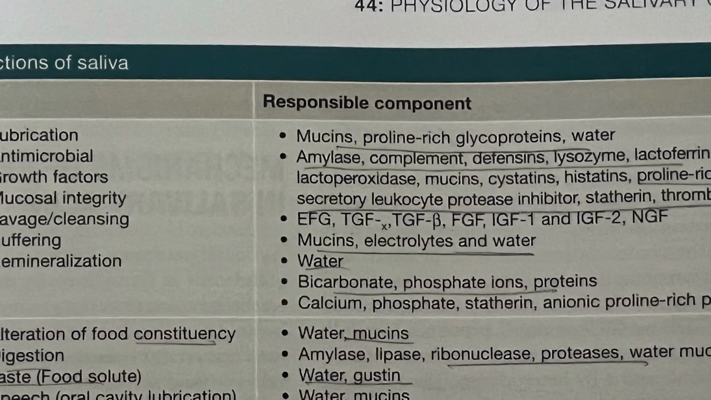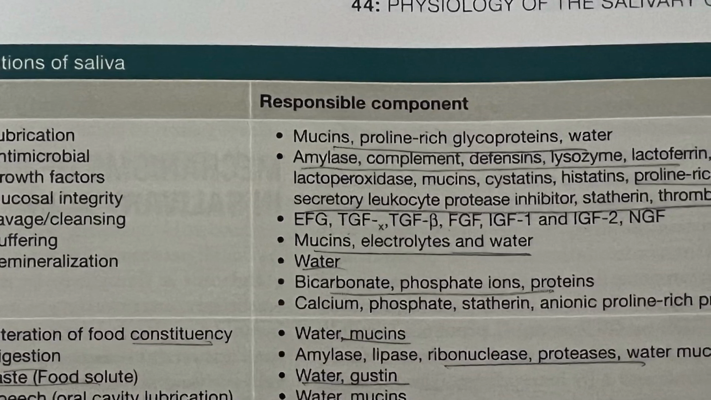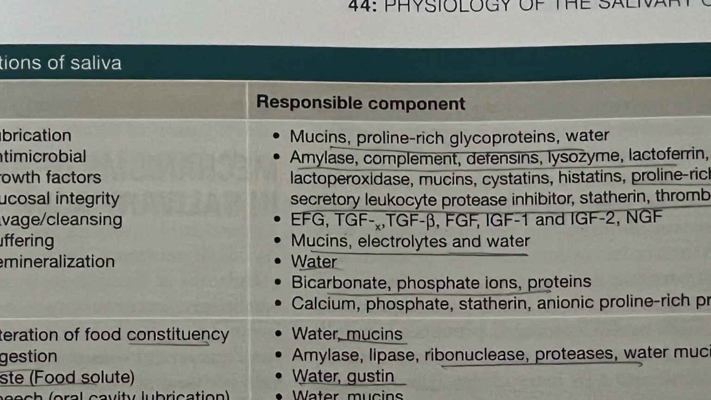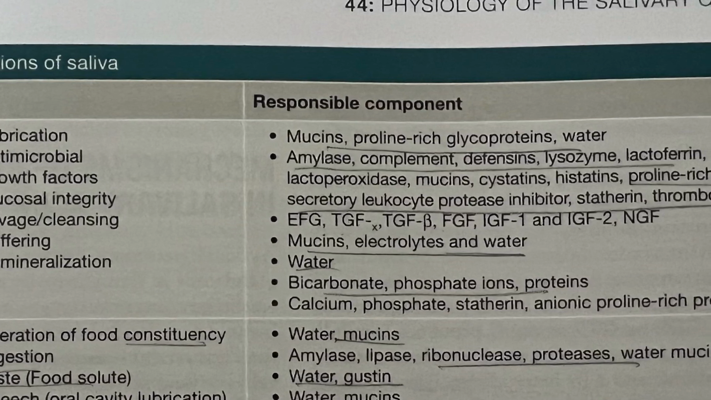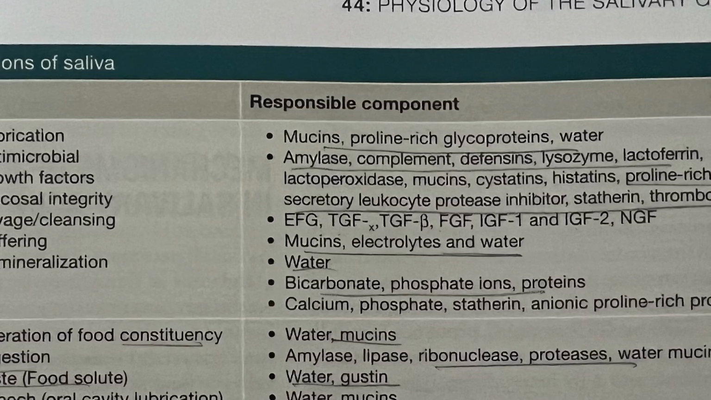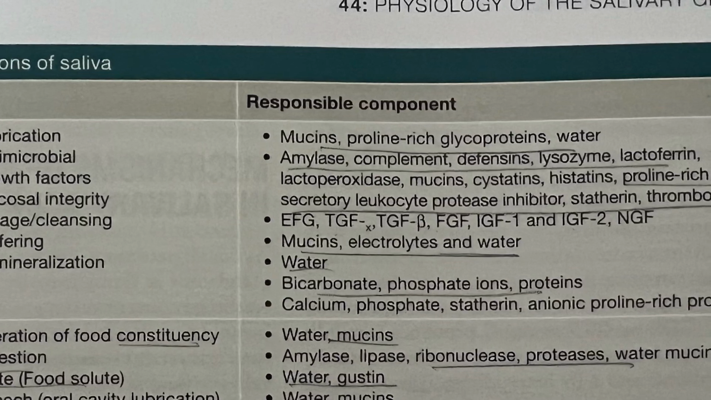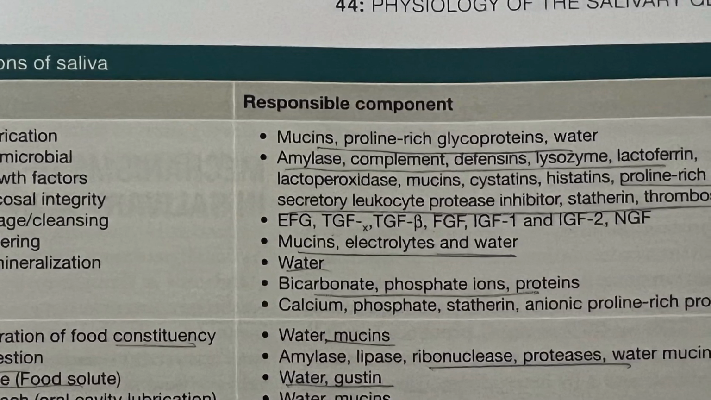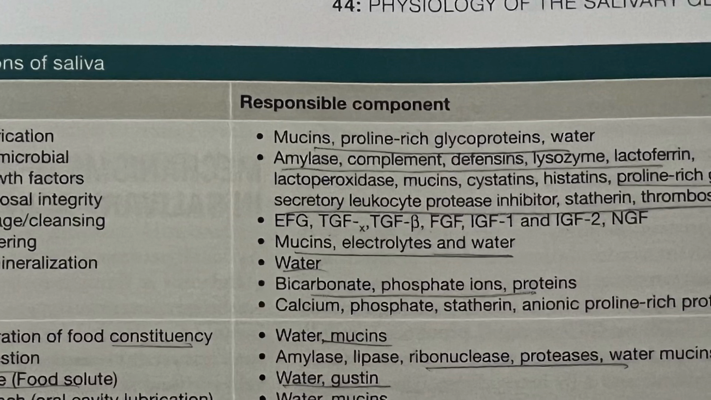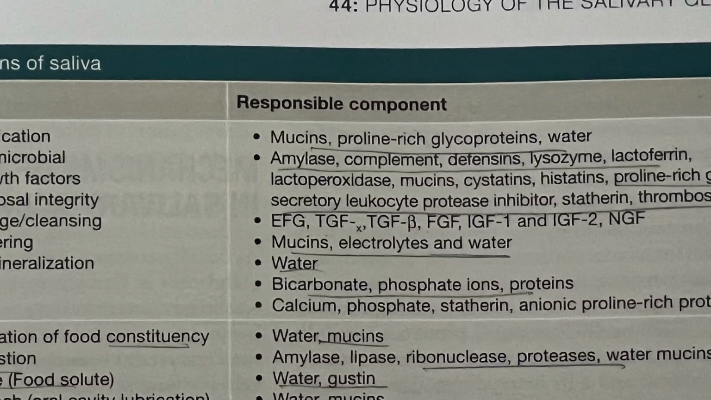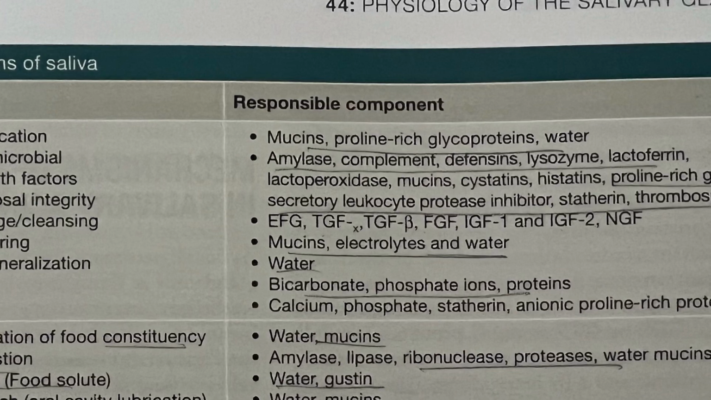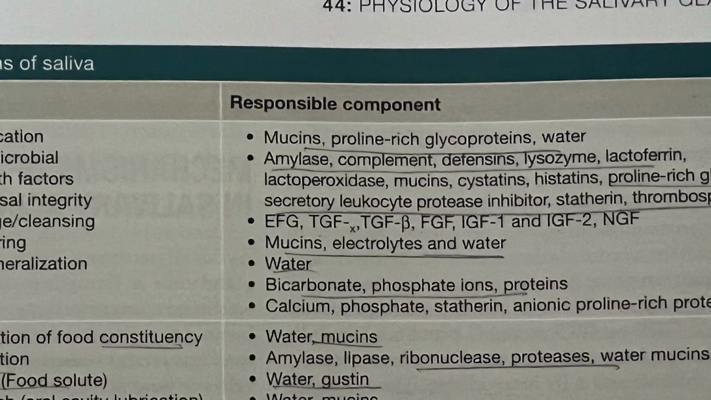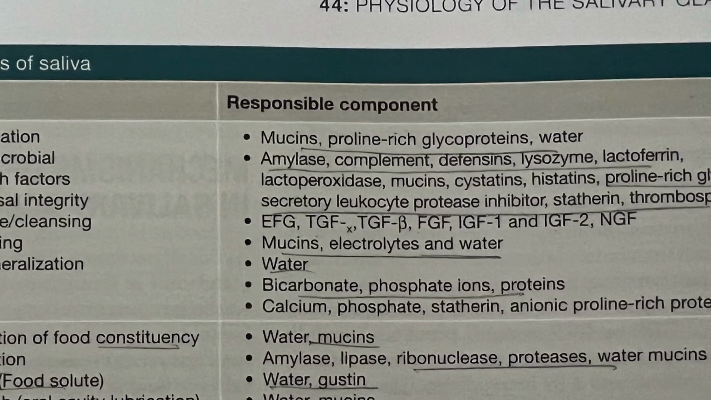Fourth is speech. Adequate saliva is necessary for clear and effective speech. Fifth is antibacterial property. Saliva contains enzymes and proteins that can help inhibit the growth of harmful bacteria in the mouth. And sixth is oral hygiene. Saliva helps clean the mouth and wash food particles and debris from the oral cavity.